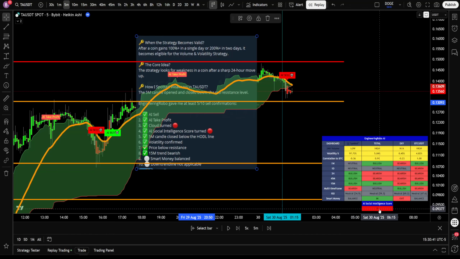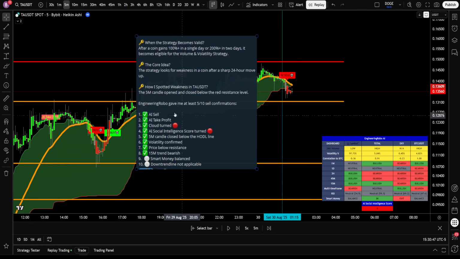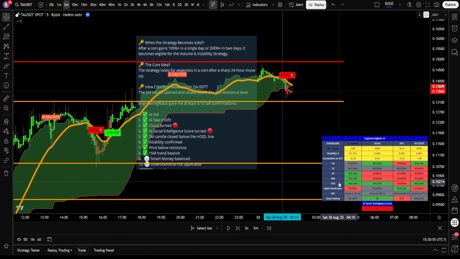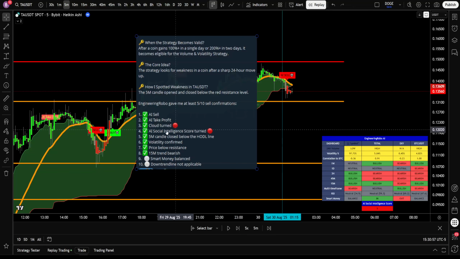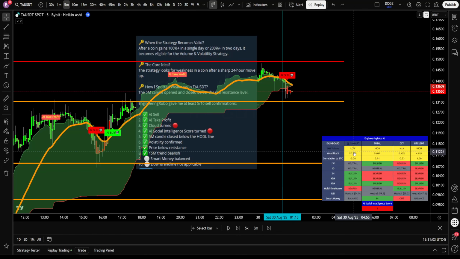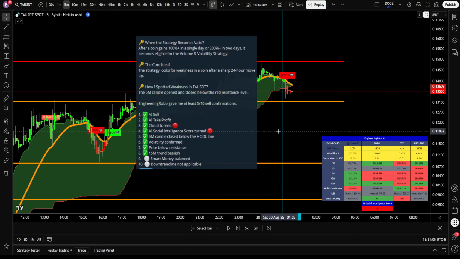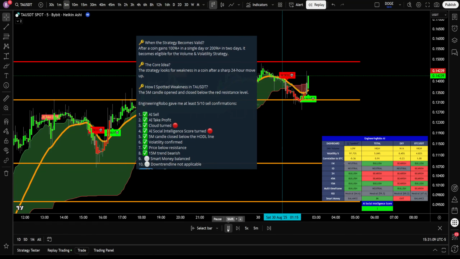What else do we see? Here's 4 out of 5. We've got an AI social intelligence score in the red and smart money's balance. So we actually have 5 of 10 things here. But we've also got things like prices below resistance right there. 15-minute trend is actually still bullish. Let's see. Volatility is confirmed. We did that. Okay. So let's just keep going forward here and see what we see out of it.